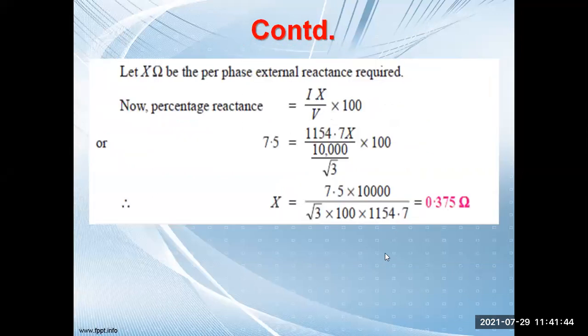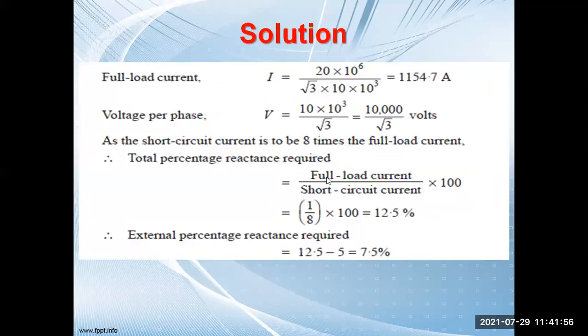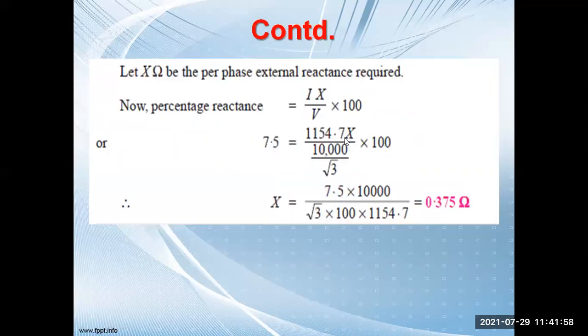So let X be the per phase external reactance required. The percentage reactance equals, we know this formula, IX by V into 100. So I is 1154.7, into X, the reactance to be connected, divided by the voltage 10,000 by root 3, and this is the net percentage reactance, 7.5%, into 100. So X we can calculate, that is 0.375 ohm.